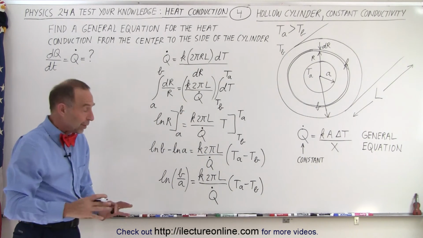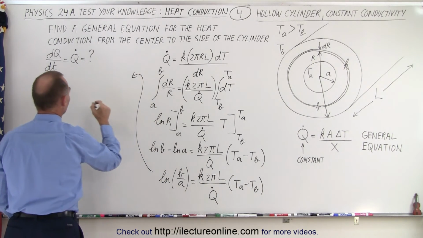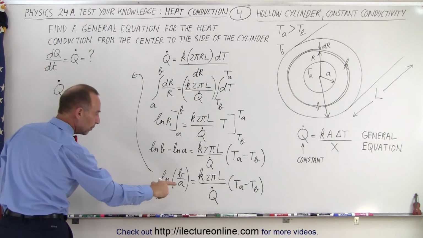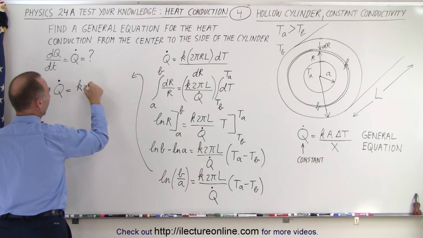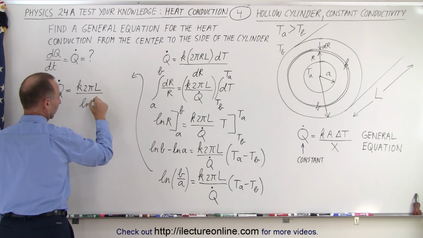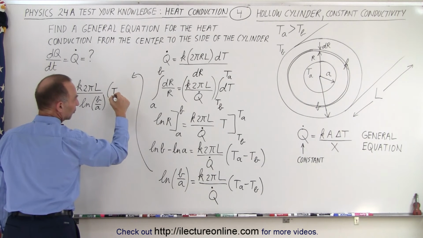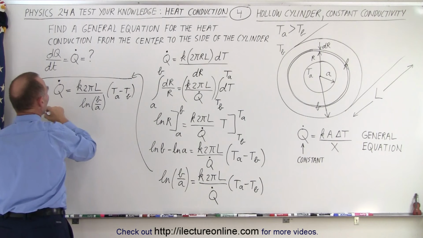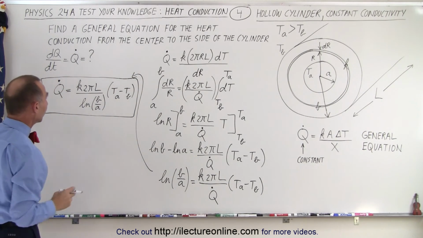And finally, when we rearrange terms, we get Q dot on one side. So now we can write that Q dot is equal to k 2 pi L over the natural log of B over A times the difference of the temperature, TA minus TB. And this would definitely be one way in which we could write the equation. So that's the heat flow through the sides of the cylinder.